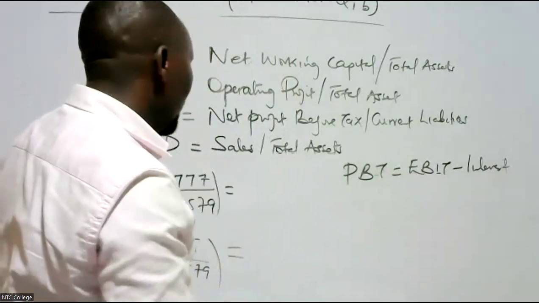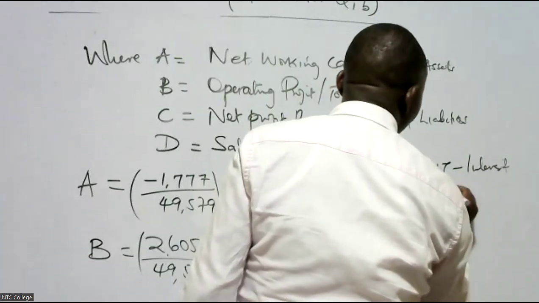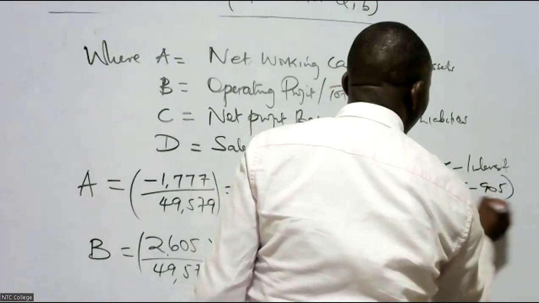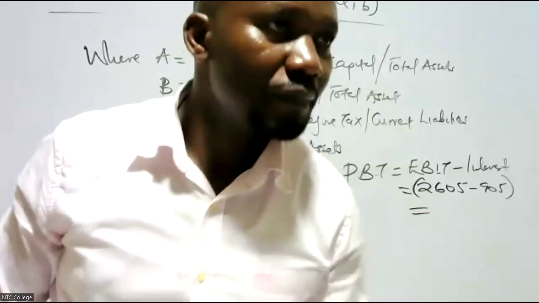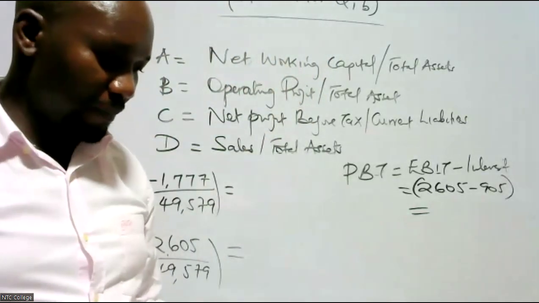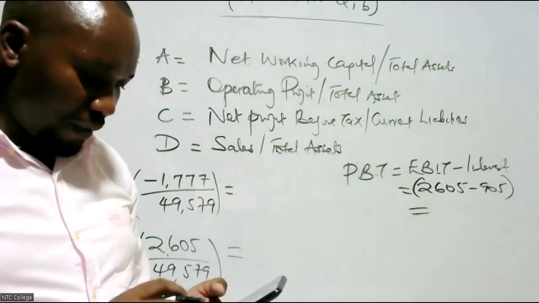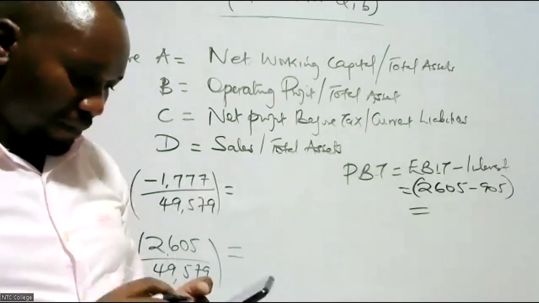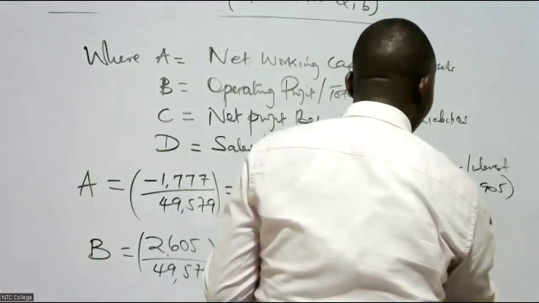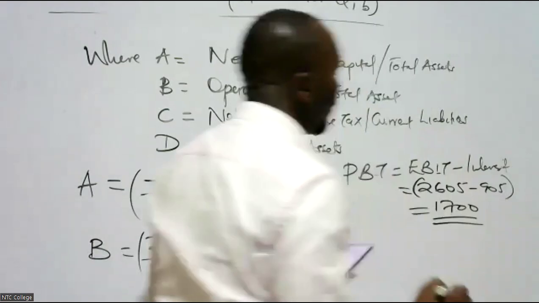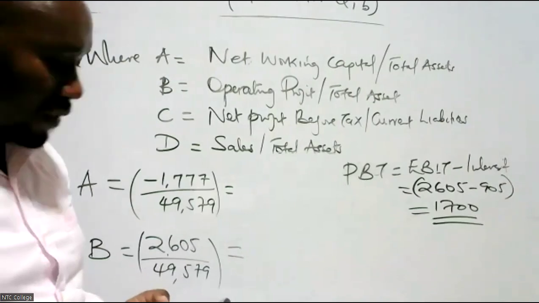So our EBIT was 2605 minus 905. That is the interest that they are paying currently. What do you get? We are having 2605 minus 905, 1700. That is the profit before tax, but profit immediately after interest, but before tax.